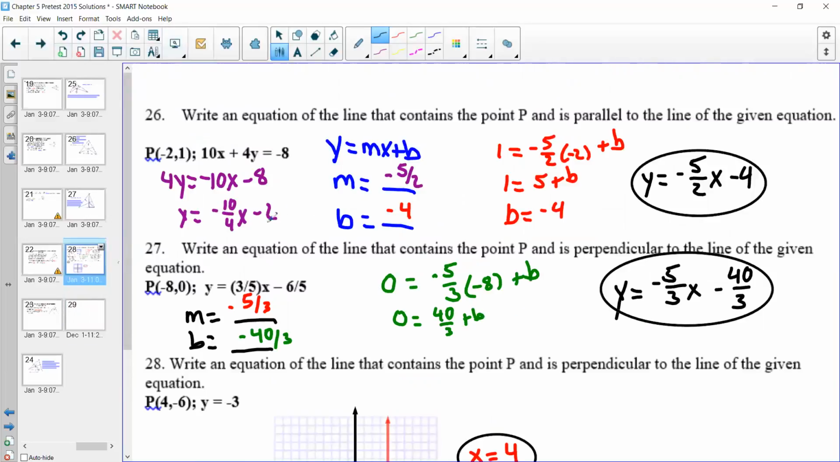So for 26 and 27, I'm using y equals mx plus b for both of them. We're just solving for m and b. And number 27, the line that contains this point is going to be perpendicular to the line in this equation. So my slopes are going to be opposite reciprocals. The slope of this line is 3/5.